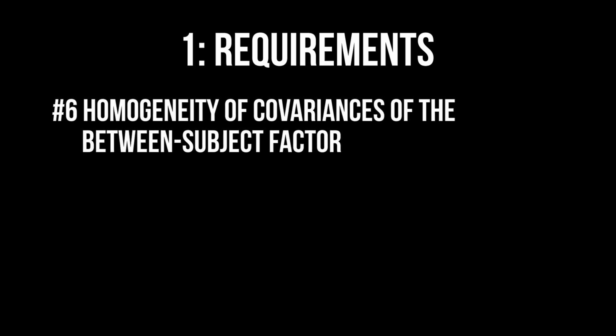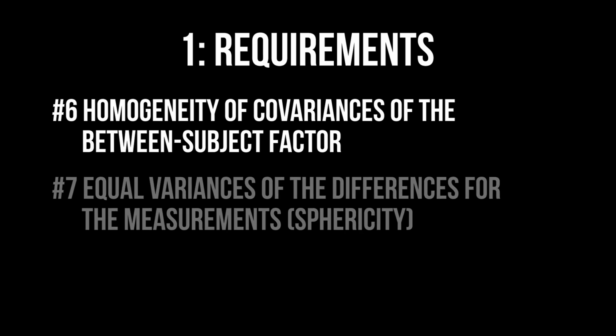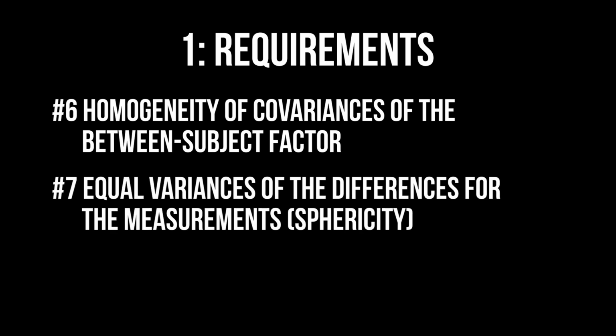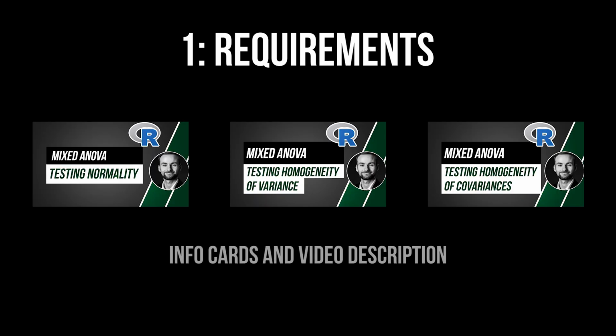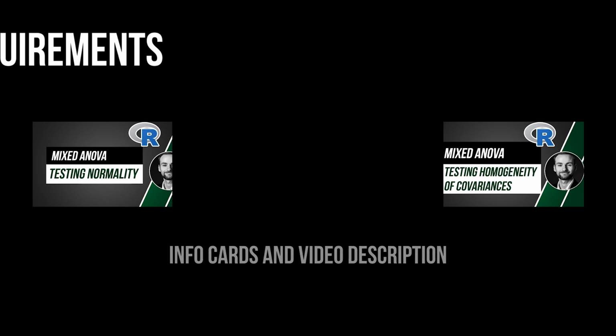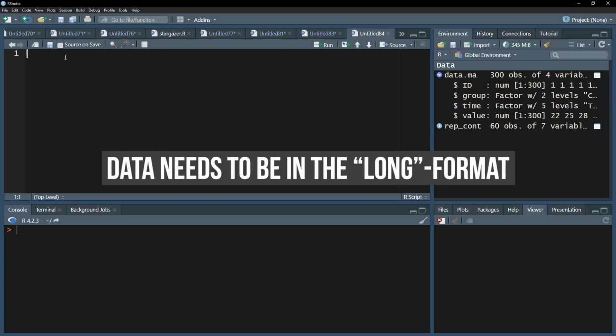Homogeneity of covariances of the between subject factor, and equal variances of the differences for the measurements, also called sphericity, but only if you have 3 or more measurements over time. Sphericity testing is based on the model calculation and will be shown during this video. Assumptions 5 to 7 are shown in separate videos to keep this one as concise as possible. Before starting, please make sure your data is in the so-called long format for the analysis to work.